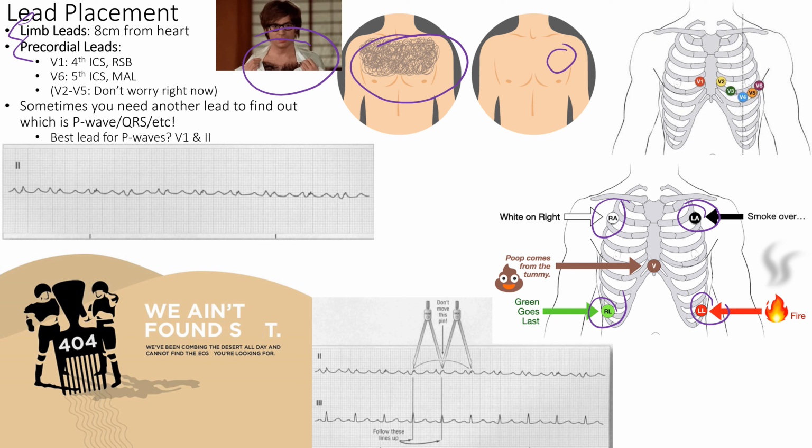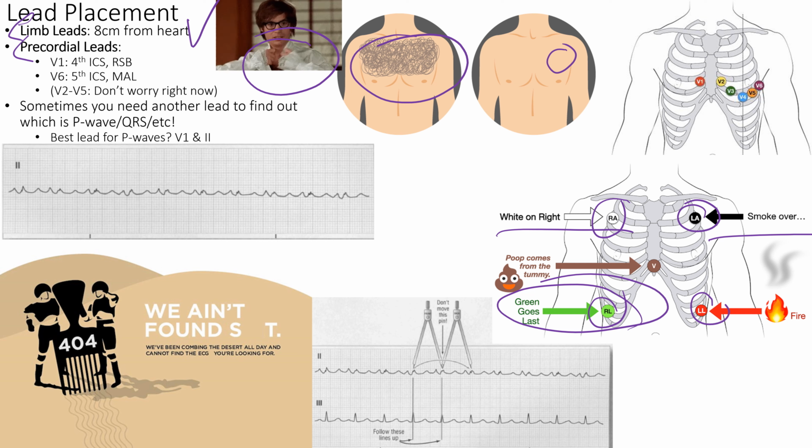Okay. So what else? We've got our limb leads, right? And how do you know which one goes where? There's a cute mnemonic here: white on right, smoke over fire. And the green one is always the ground lead. When you look at an electrical socket, there should be a third hole, and that third hole is the grounding pin, which prevents the electricity from going haywire. So usually when you have artifact, the first thing you should look at is whether the green lead is attached. If it's not, it's probably the reason, okay?